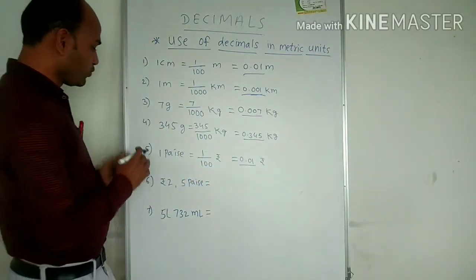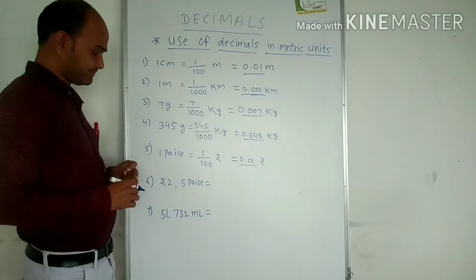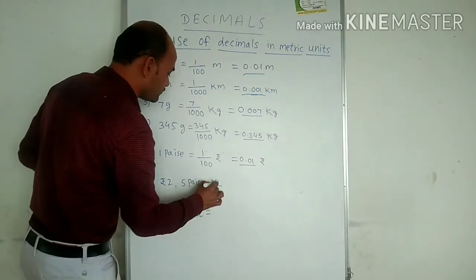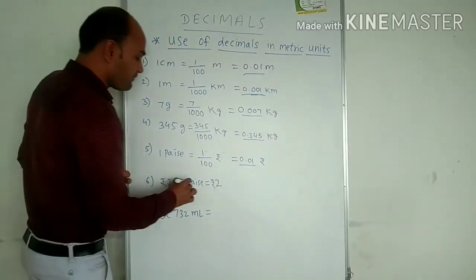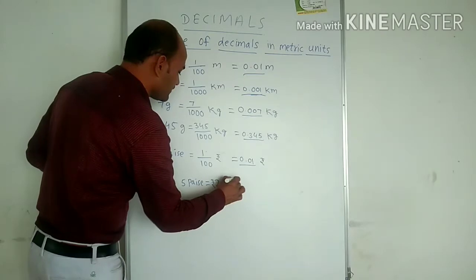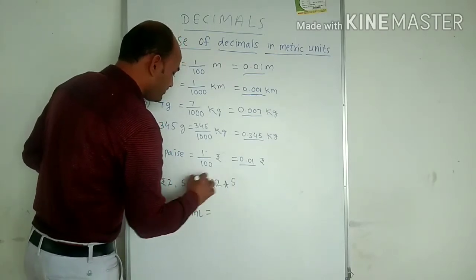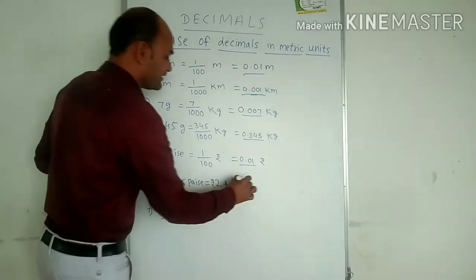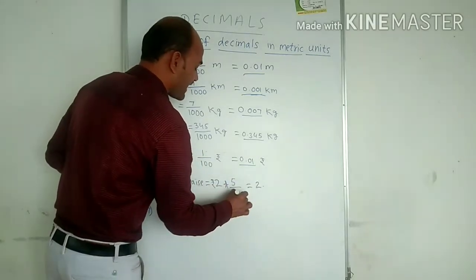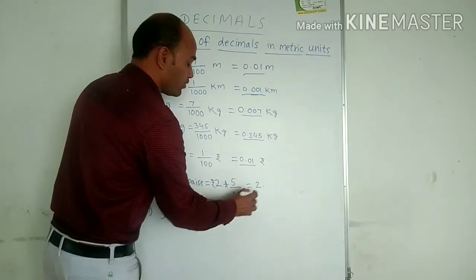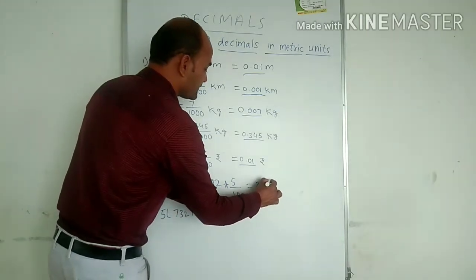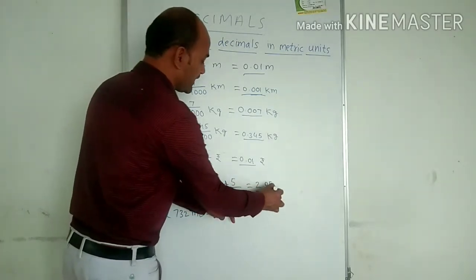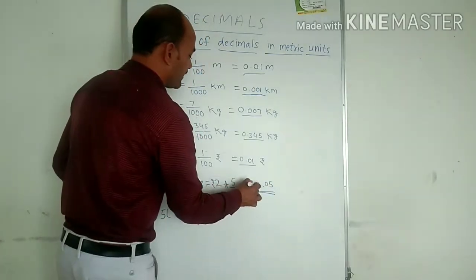Now 2 rupees and 5 paise. The 2 rupees we write as usual. Then plus 5 paise, which means 5 divided by 100. So you get 2 point, with 2 digits after the point, 1 digit and 1 more digit, then we put the point. In this way we write the amount.